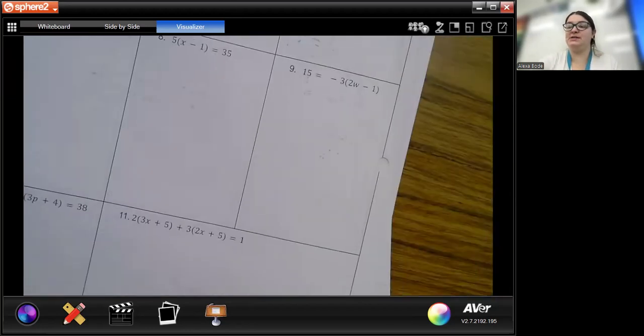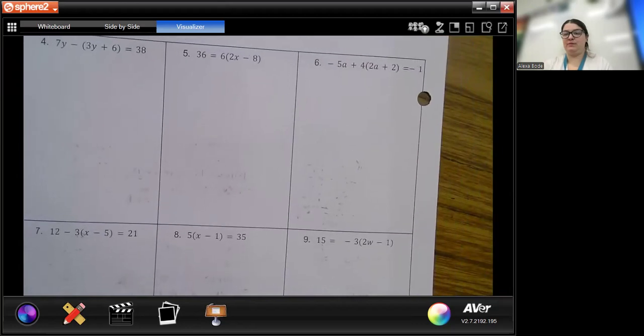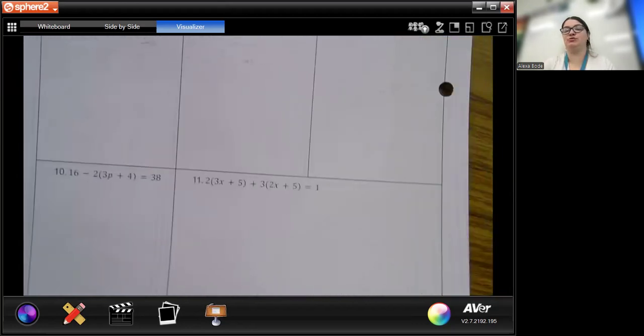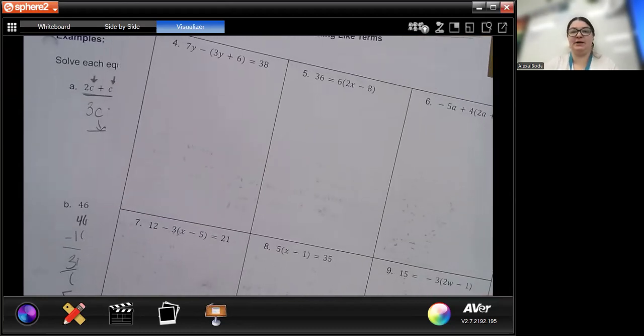Okay, I want you guys to now work on the back. There are 8 problems on the back here. Work your way through them slowly. Don't rush through them. And if you guys have any questions, please let me know.